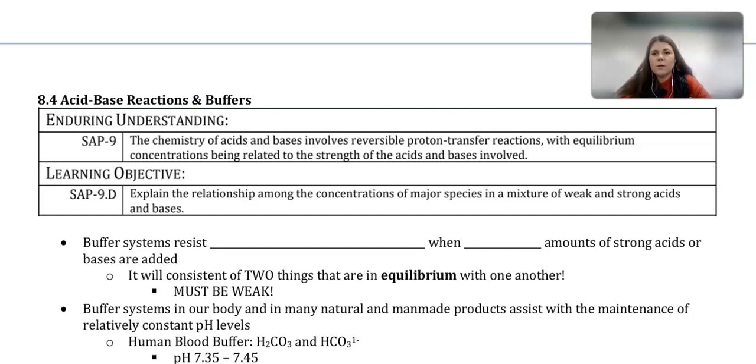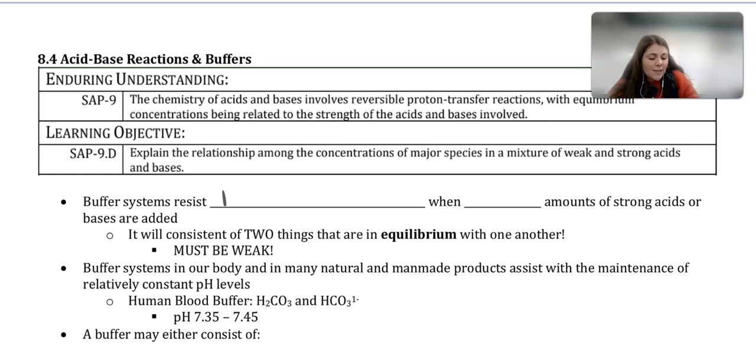In this objective, we're going to be looking at 8.4 acid-base reactions and buffers. The learning objective states that we should be able to explain the relationship among the concentrations of major species in a mixture of weak and strong acids and bases. Buffer systems are going to resist large changes in pH.